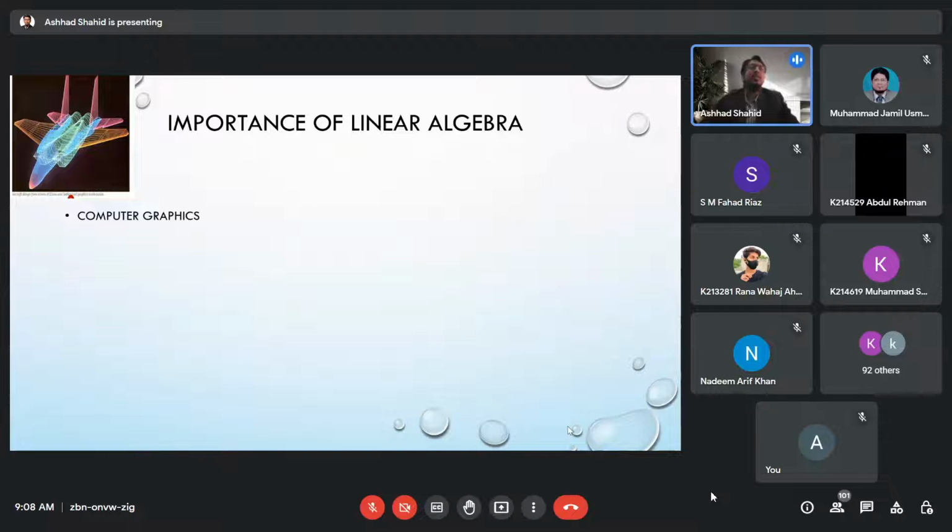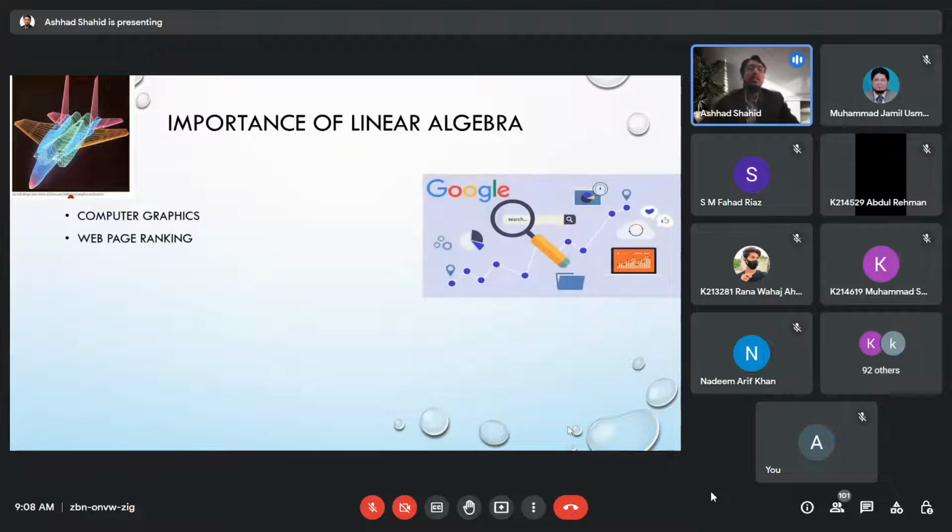Similarly, the second application is web page ranking. We'll see how a web page works, or how any Google search engine or any search engine works with web page ranking.